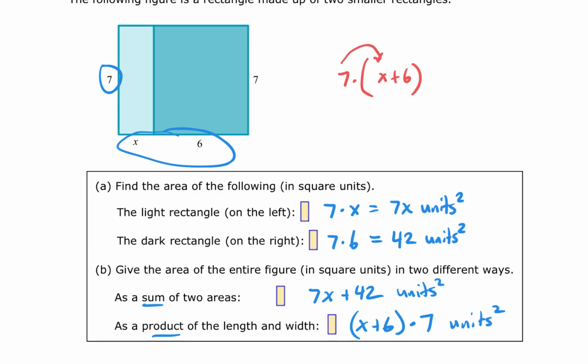So we can distribute the 7 to the x. 7 times x is 7x. Distribute the 7 to the 6. 7 times 6 is 42. We are adding them. So we have confirmed that our answer for both parts is 7x plus 42 square units, but we can write them in two different ways.